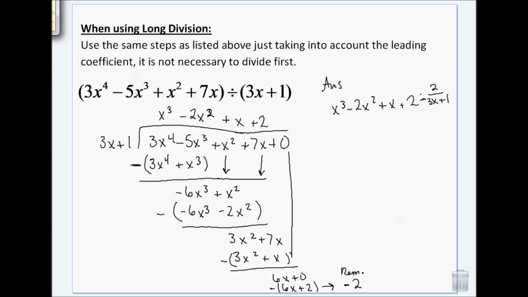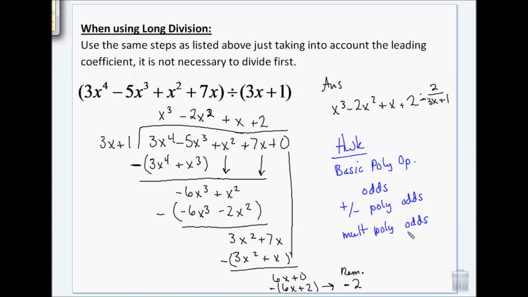So, having said that, your homework is the basic polynomial operations. And that's odds. And then you have adding and subtracting polynomials. Odds. Multiplying polynomials. Odds. Actually, let's change these to, okay, and then dividing polynomials. Odds.